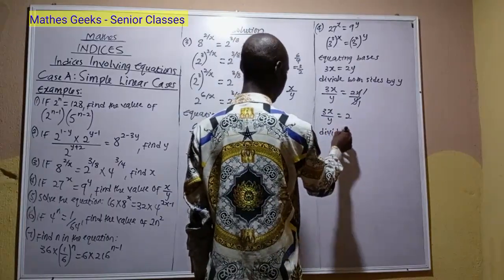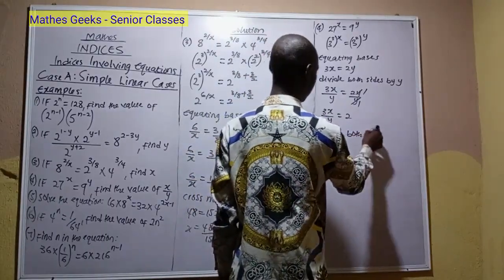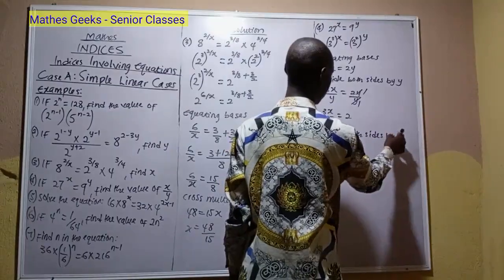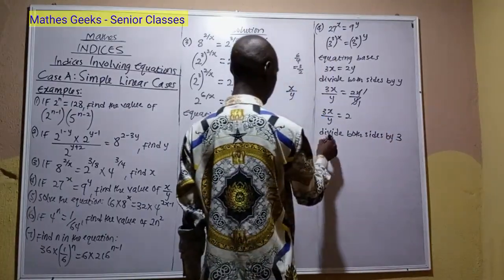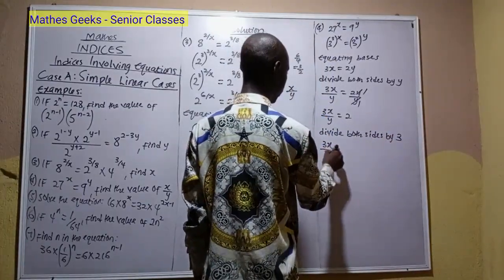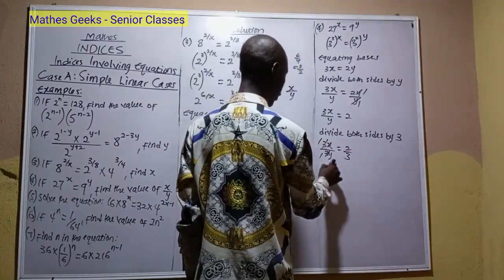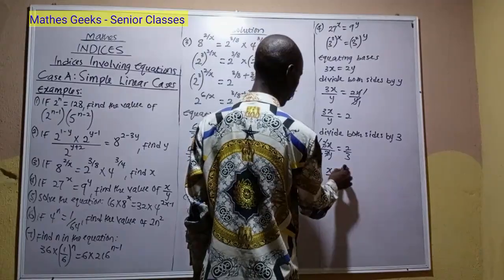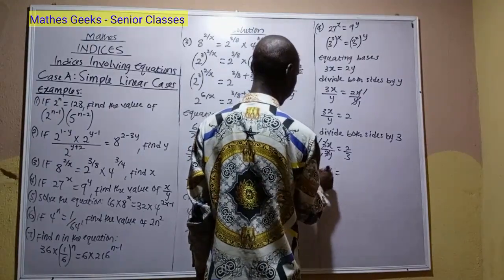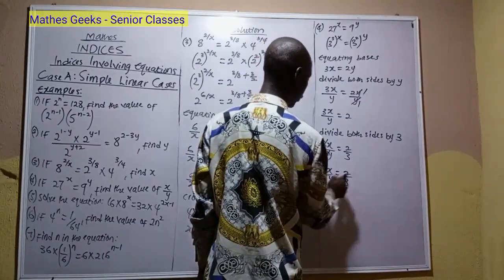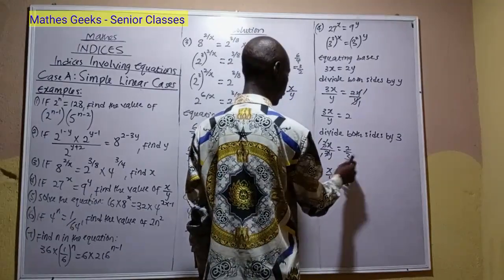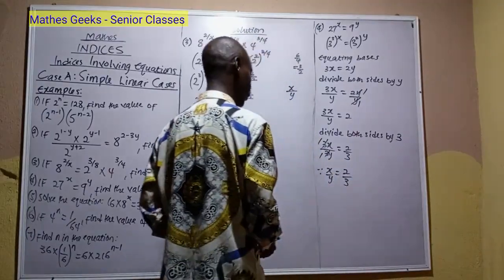So divide both sides by 3. So 3x over 3y is equal to 2 over 3. 3 and 1, 3 and 1. So x over y is equal to, therefore x over y is equal to 2 over 3.